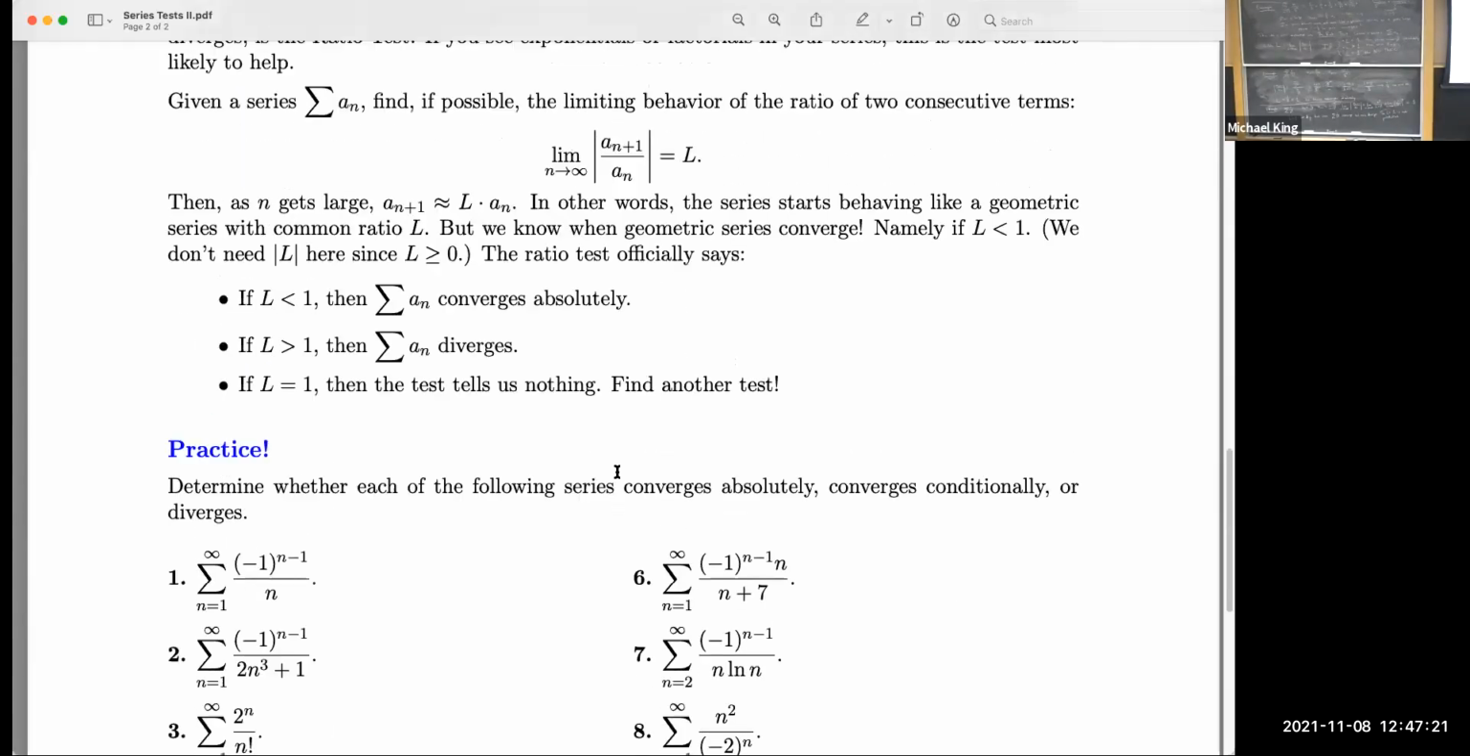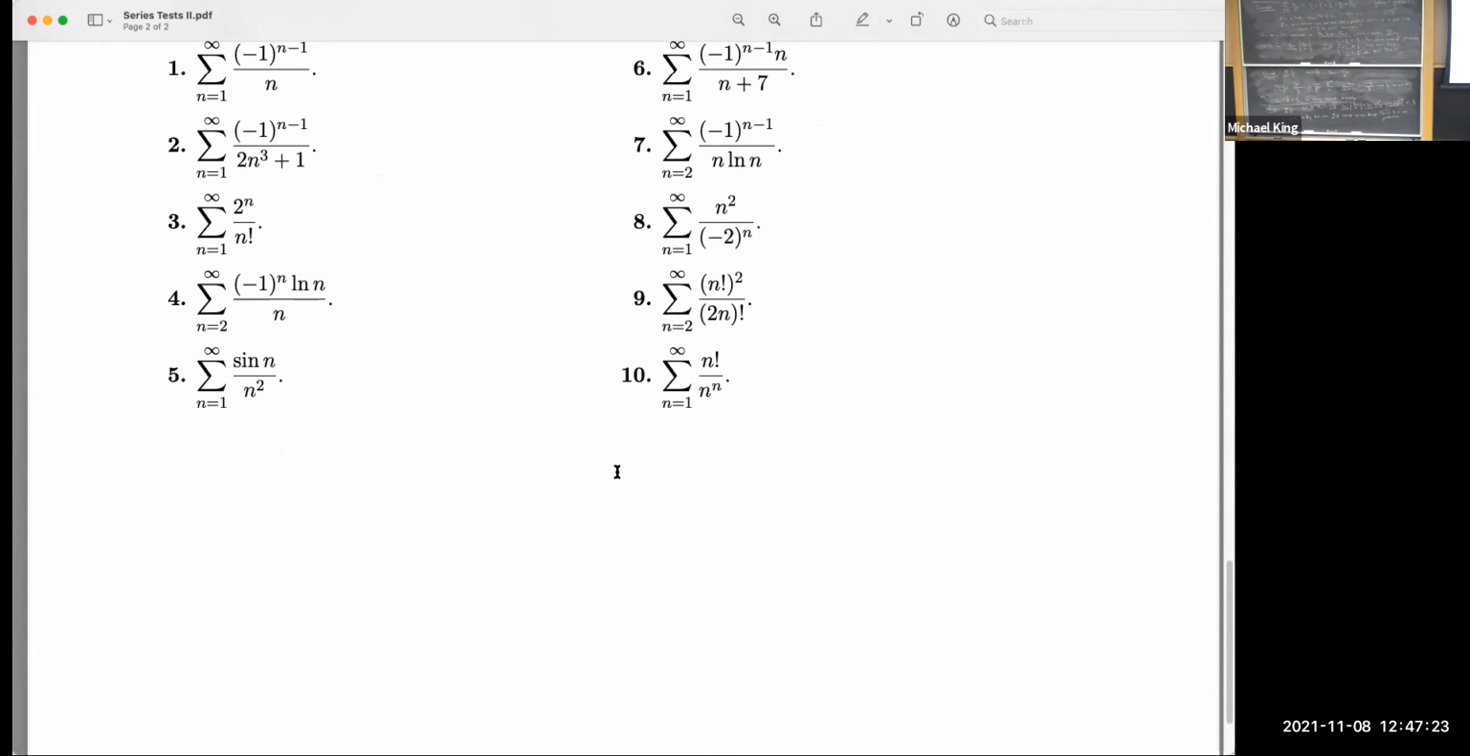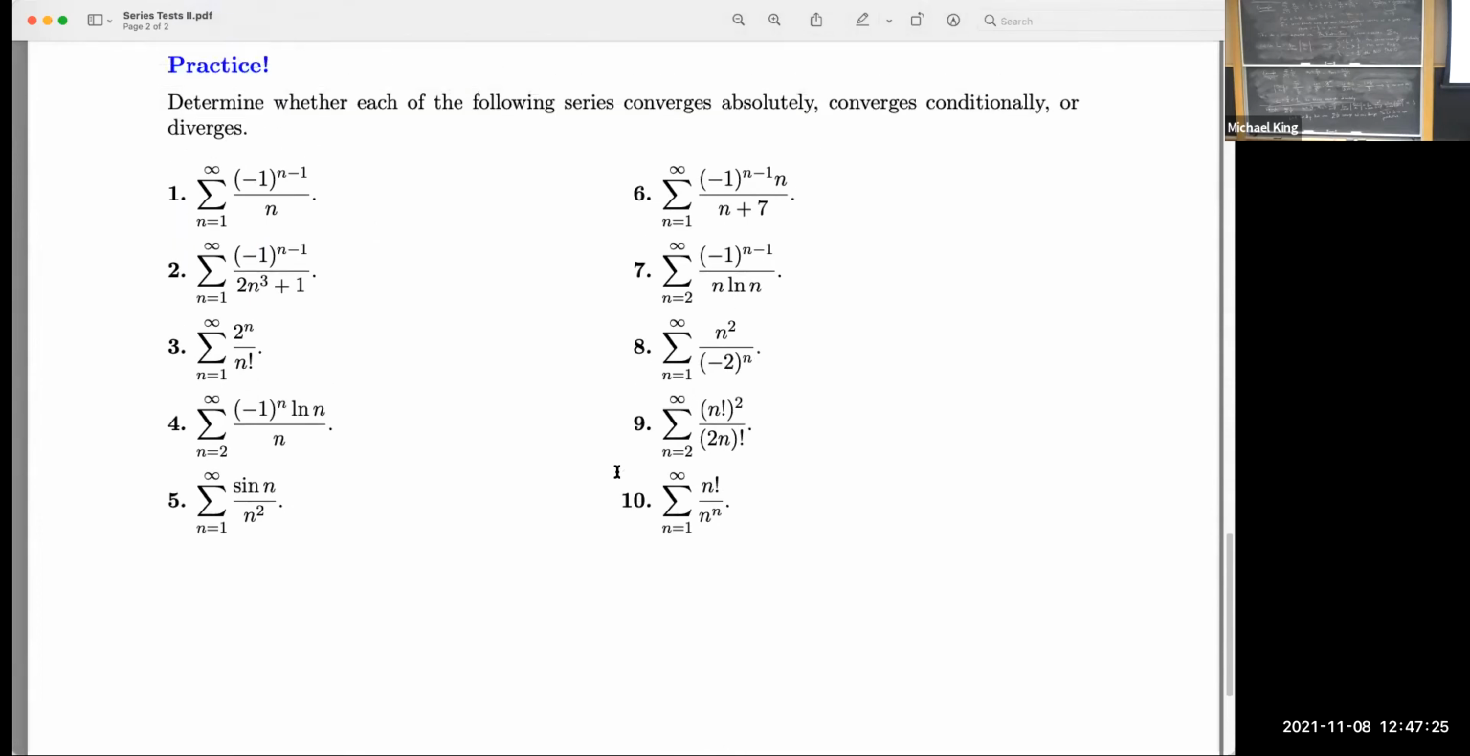Yeah, so after the ratio test, there's a bunch of examples to try. And now it says determine whether each one converges absolutely, conditionally, or not at all. Wait, before we do that, are there any questions about the ratio test?